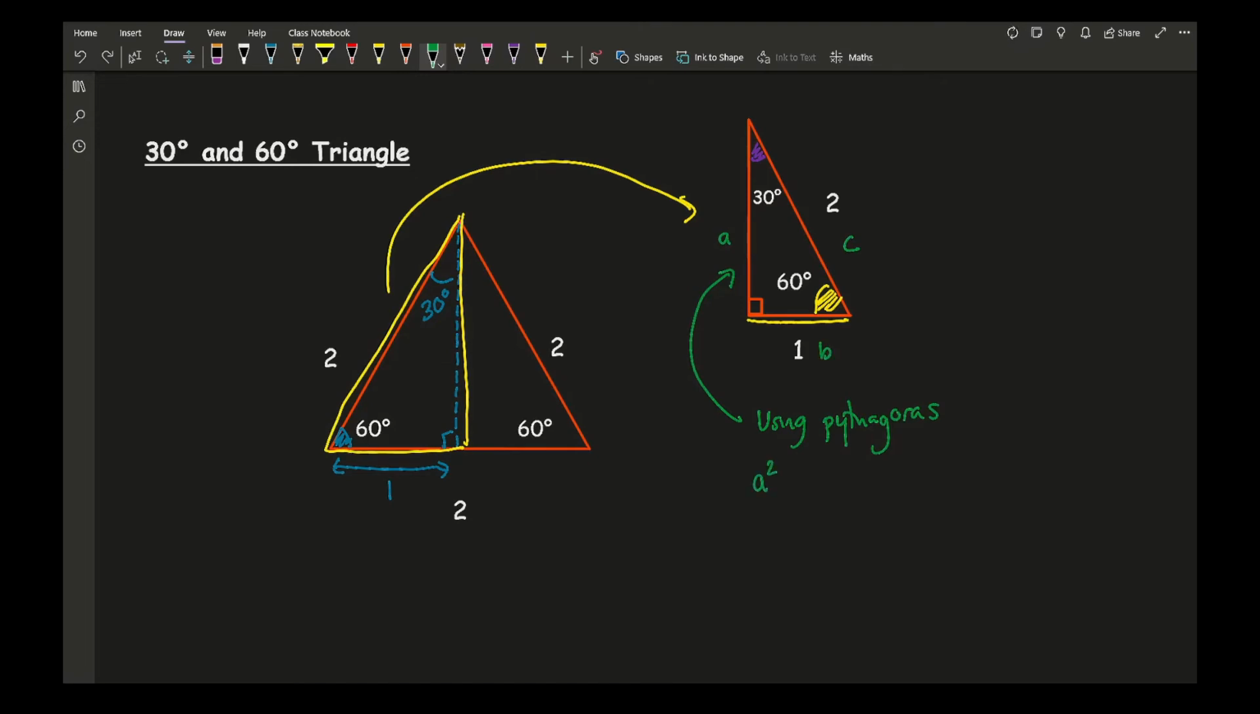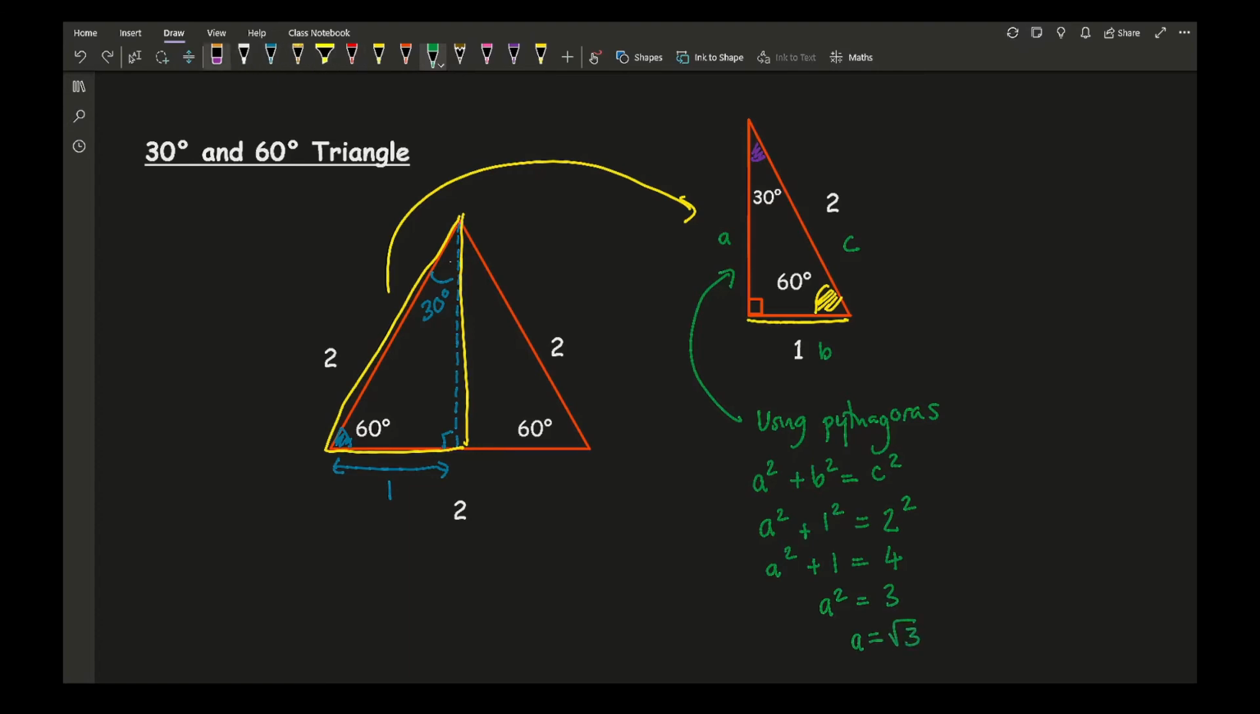So here I've got A squared plus B squared equals C squared. So I've got A squared plus 1 squared equals 2 squared. From this, I've got A squared plus 1 equals 4. So A squared equals 3. So A is going to equal the square root of 3.